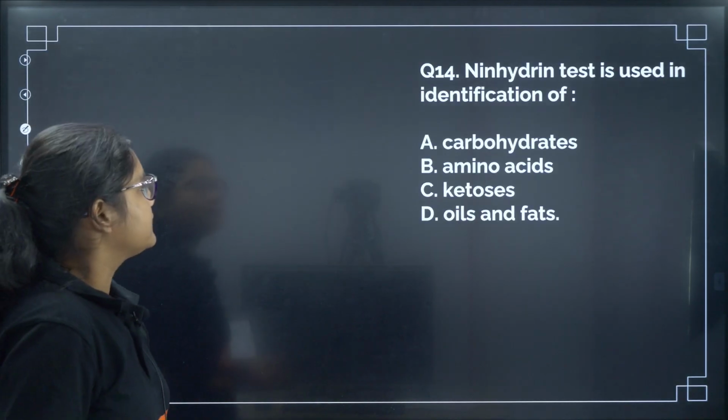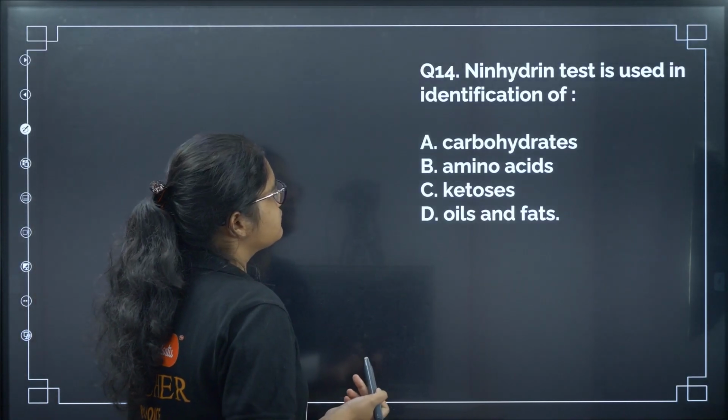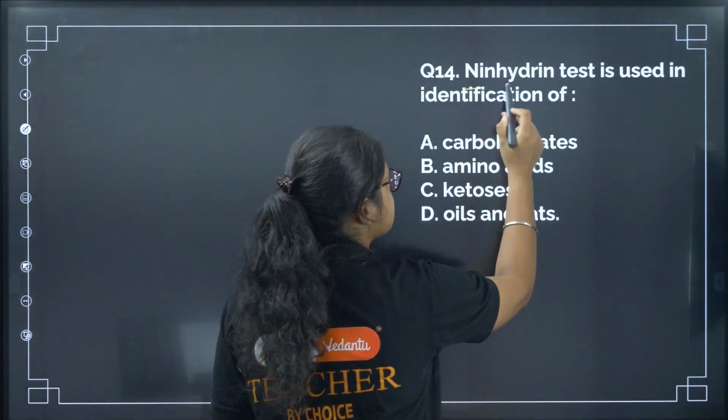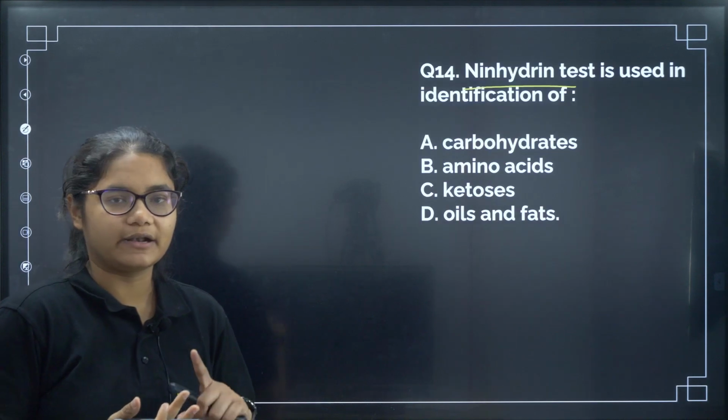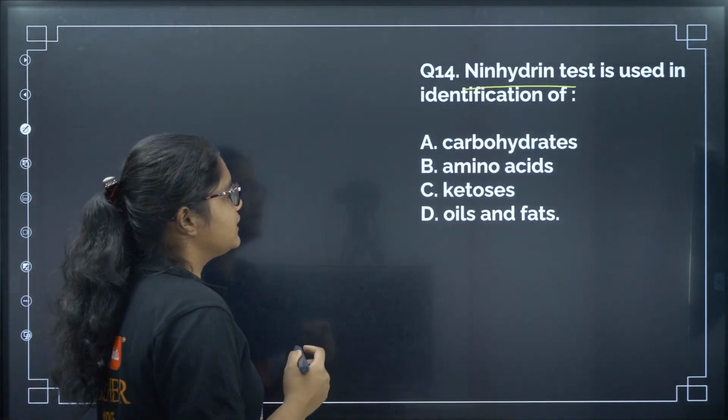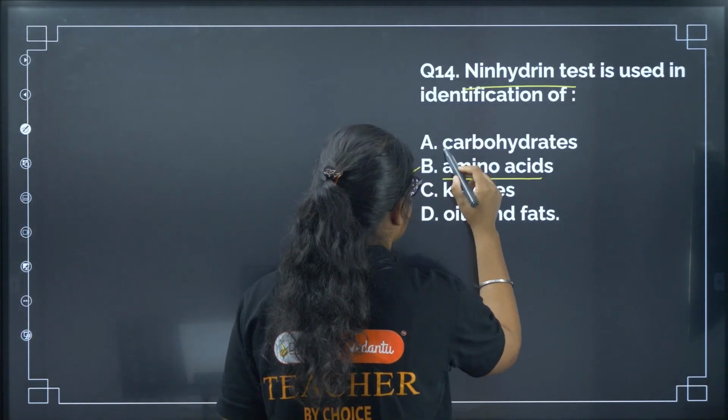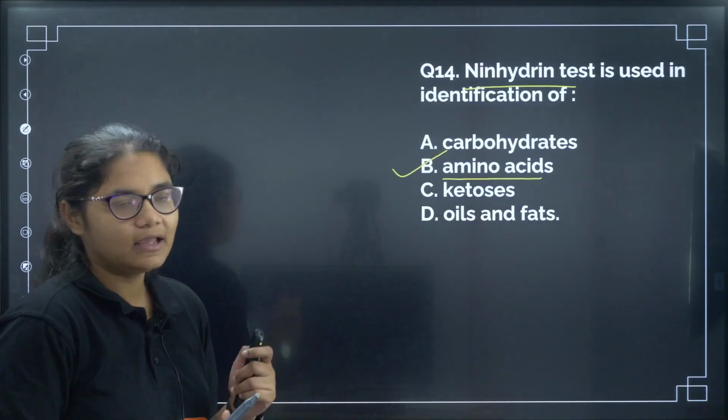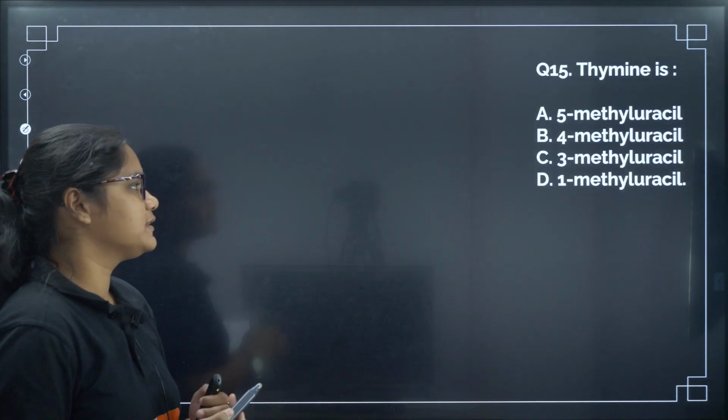Okay. Next one, ninhydrin test is used for the identification of. This is again from the tests of carbohydrates, proteins, and so on. So the ninhydrin test is used for the detection of amino acids. That is option number B. So all are very fact-based questions.